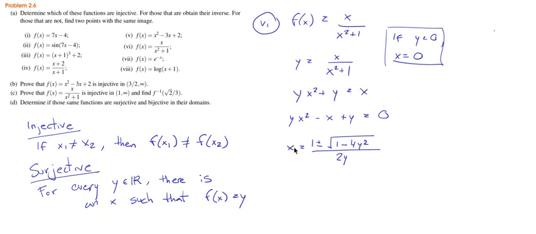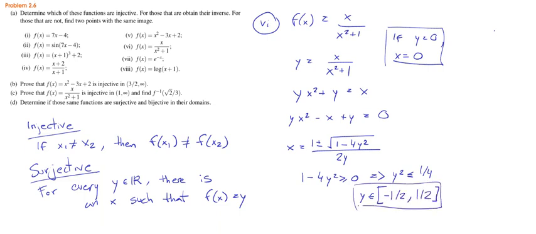Now if y is different than 0, then this expression is valid. And again, like in the previous part, we have that this thing has to be greater or equal than 0, which implies that y squared is smaller or equal than 1/4, or in other words, y has to be between minus 1/2 and 1/2. So again, this function will not be surjective.